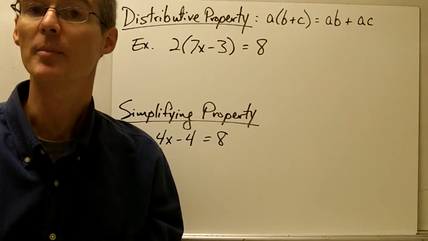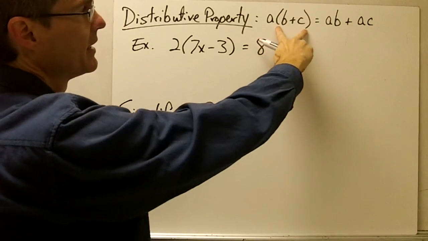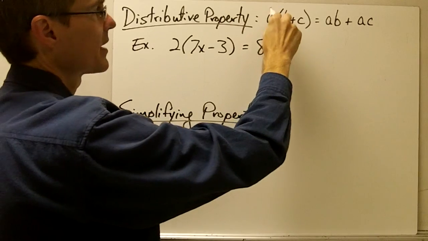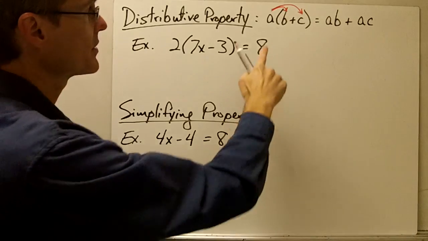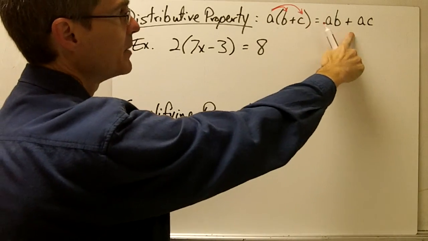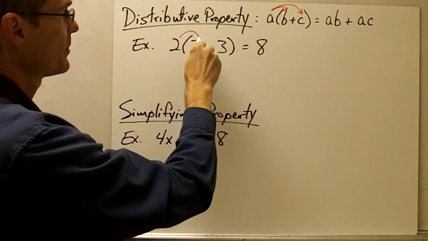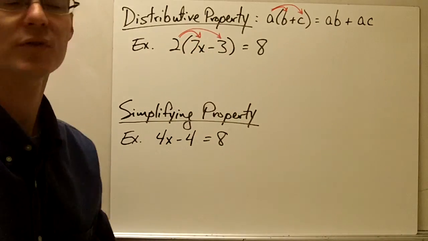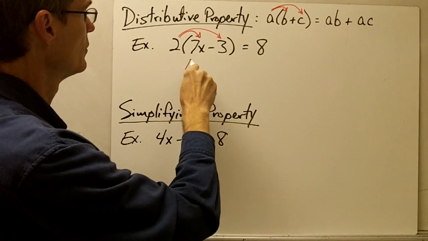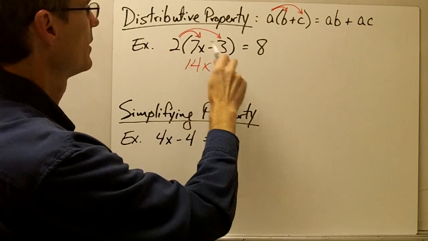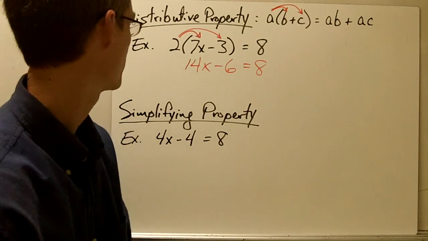The distributive property, again, this is a property you have used before. Anytime you have a number multiplied by an expression inside a set of parentheses, you are going to be distributing that number through the parentheses. So a times (b plus c) equals ab plus ac. For example, you have an equation that looks like this. Your first step is going to be to use the distributive property to distribute the 2 through the parentheses. So this would give you 14x minus 6 equals 8. And you just use the distributive property.